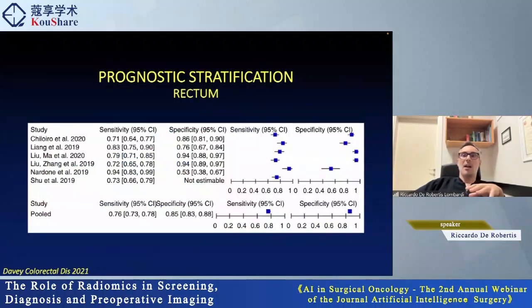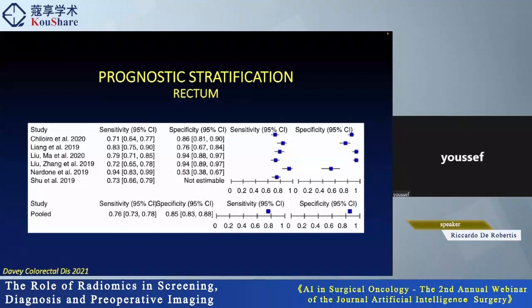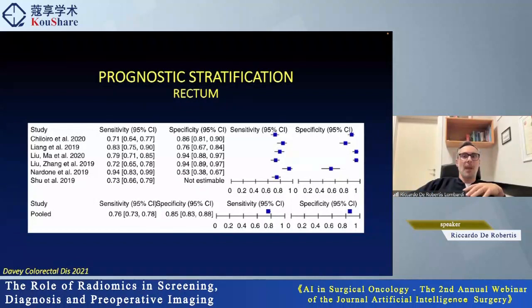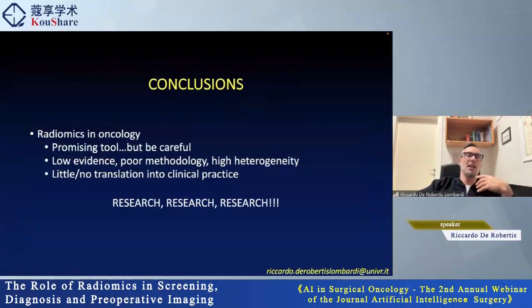And finally, prognostic stratification in rectal cancer. This meta-analysis included 7 studies, more than 1,000 patients, and radiomics was able to predict distant recurrence after surgery in rectal cancer patients with a sensitivity and specificity of 76% and 85%.